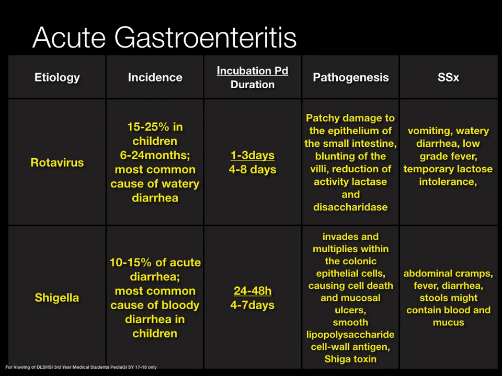Shigella, on the other hand, accounts for 10 to 15% of acute diarrhea and is the most common cause of bloody diarrhea in children, with an incubation of 24 to 48 hours and 4 to 7 days duration. Shigella invades and multiplies within the colonic epithelial cells, causing cell death and mucosal ulcers. It has smooth lipopolysaccharide cell wall antigens and also secretes the Shiga toxin. There can be abdominal cramps, fever, and diarrhea. Stools might contain blood and mucus.